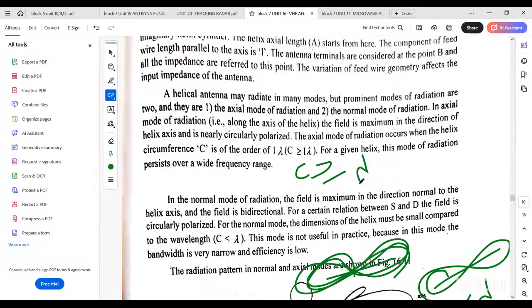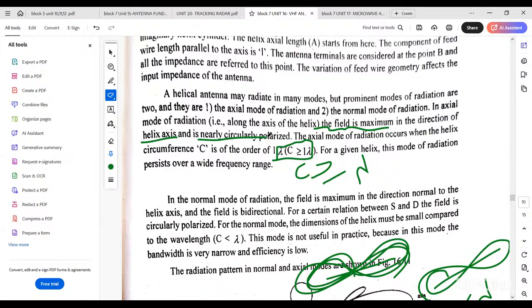Now, what happens in axial mode? In axial mode, C is greater than or equal to 1 lambda. And one more important point here: in axial mode of radiation, the field is maximum in the direction of the helical axis and it is nearly circularly polarized. Just highlight this point. It is circularly polarized.